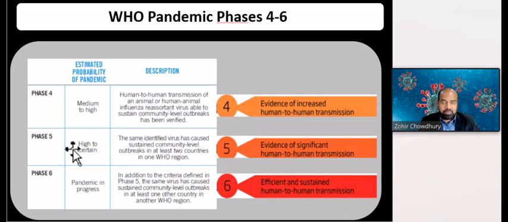Phase 6 is the pandemic phase, and this is characterized by community level outbreaks in at least one other country in a different WHO region, in addition to the criteria defined in phase 5. Designation of this phase will indicate that a global pandemic is underway.